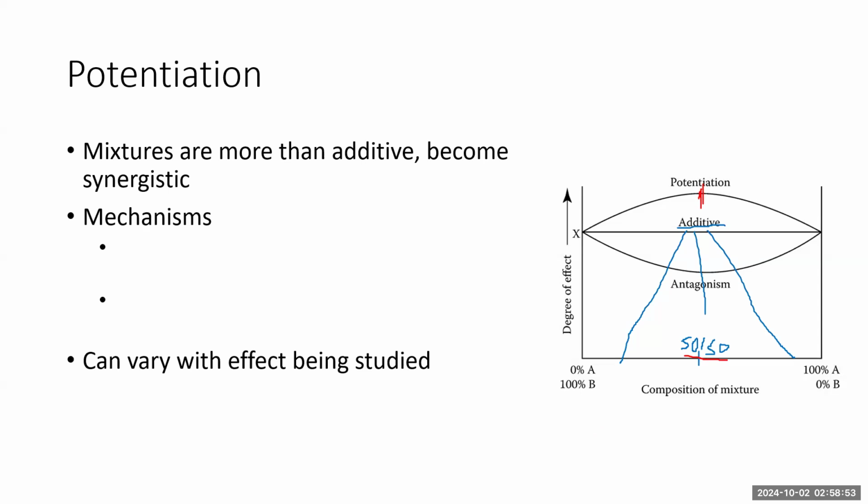This suggests that the interaction between compound A and B results in some synergism, and we can say that compound A or compound B is potentiating. So the potentiation is the enaction of that more than additive effect. So potentiation is where we see a more than additive effect.